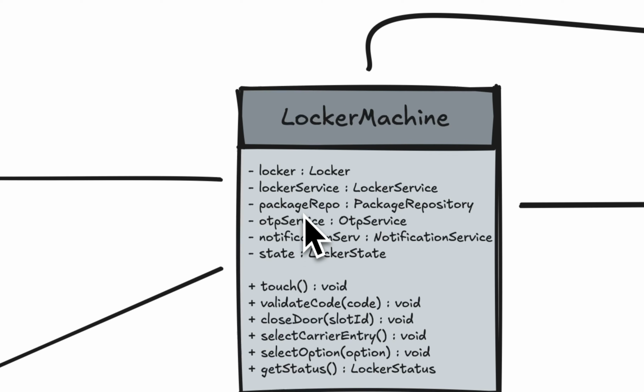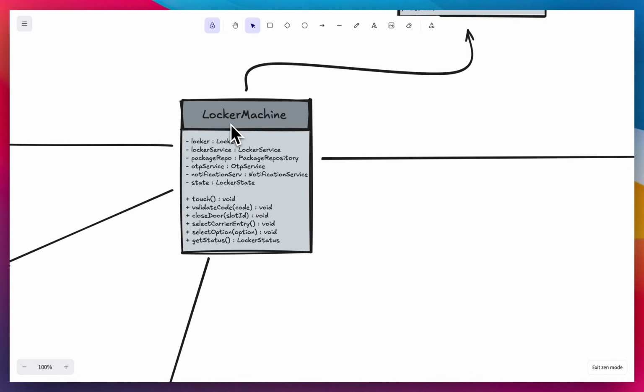This machine has various services because it would be interacting with those services at various steps, like the locker service, package repository, OTP service, notification service, etc. And the main thing this locker machine has is the state. Why? Because this locker machine would be in different states, like idle state, customer pickup state, agent delivery state, etc. Now, why am I using the states? Or why am I using the state design pattern over here? Let's try to understand that.